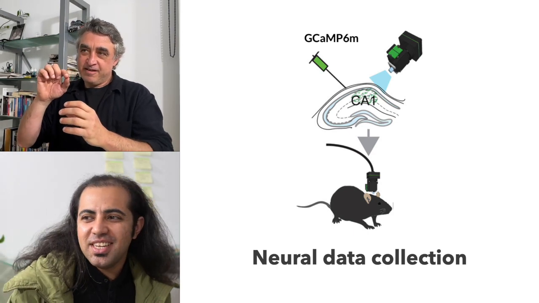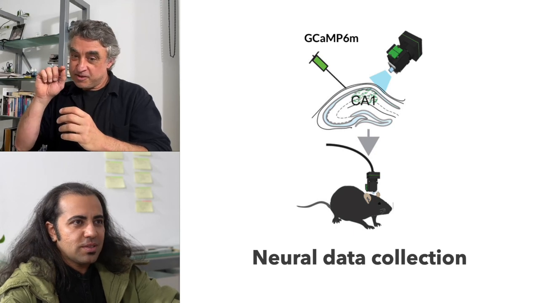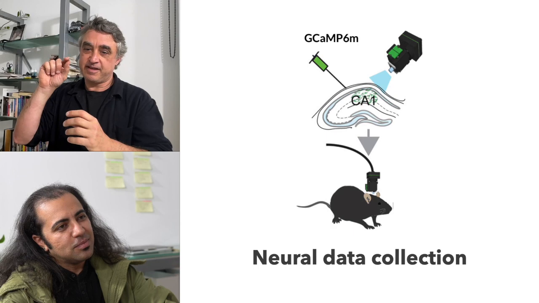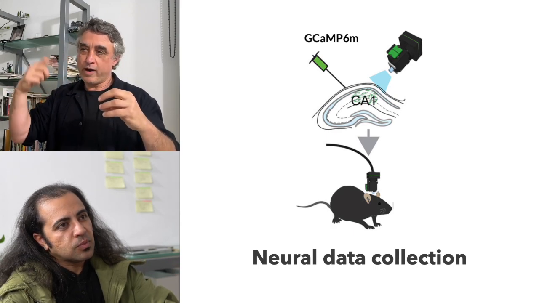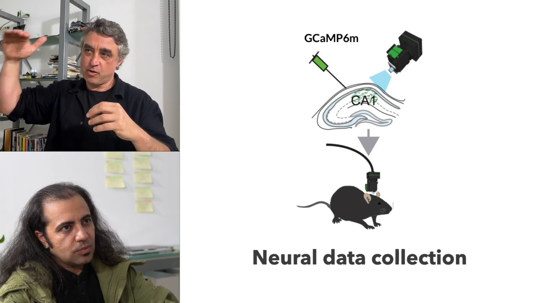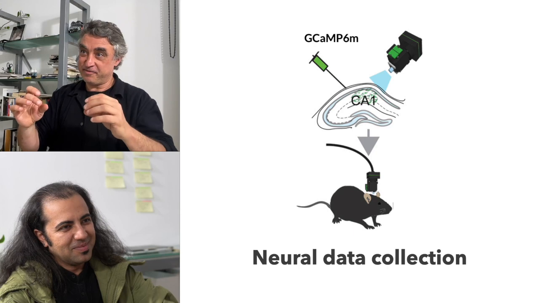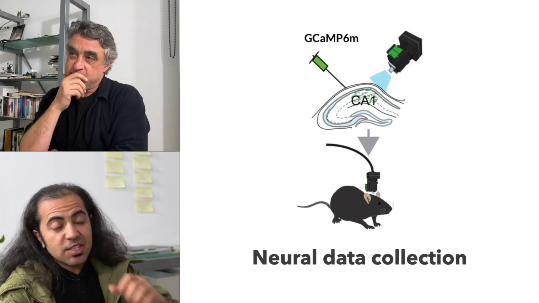So this GCaMP6M is actually a calcium indicator. It fluoresces when there are calcium ions, and because of the way neurons work, when they fire, calcium ions go up, so the cells glow when they fire, right? Yes, that's just true. Amazing, right? Yes, that is a very big discovery in neuroscience actually.